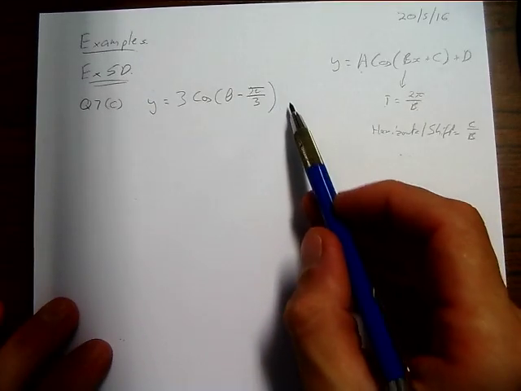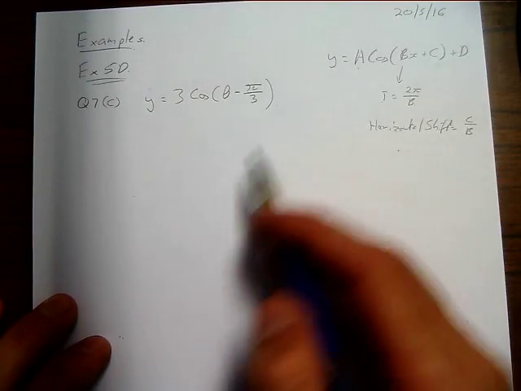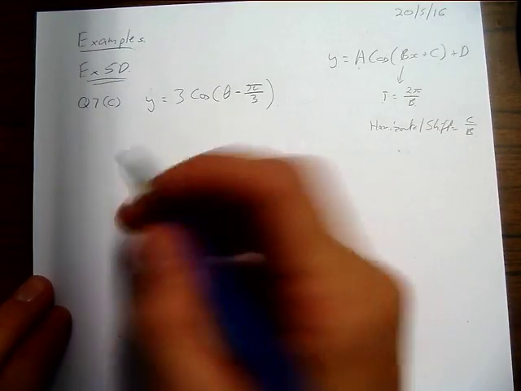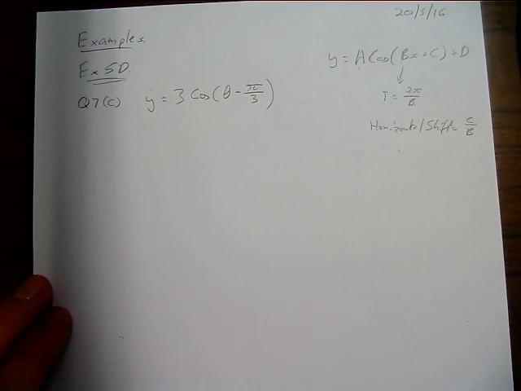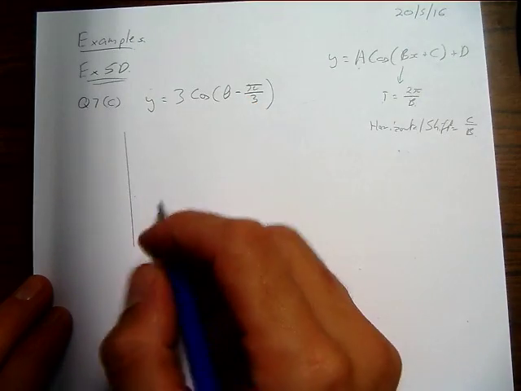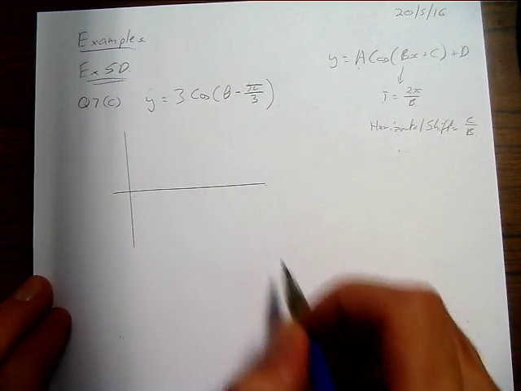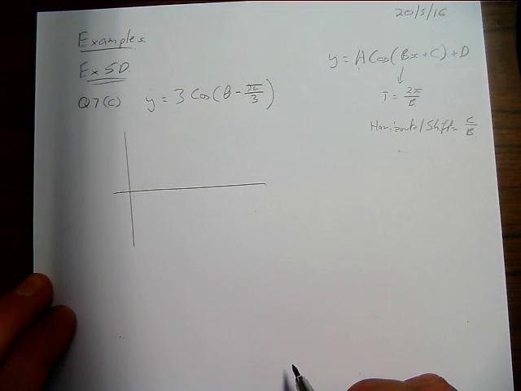So I'm looking at this one. We have no D value, so we have no change to the median position. Now when I sketch this, I'm going to do it in relation to my y-axis. So my y-axis is here. And I have no median position, so I know my median position is 0.